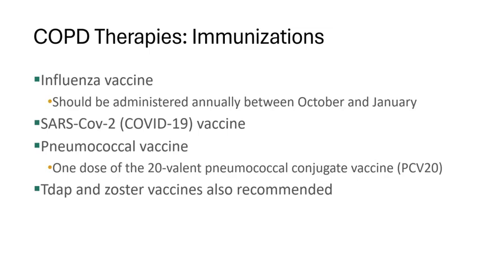Infection prevention is essential in management of patients with COPD, and vaccinating them against any respiratory infections is an integral component in preventing illness. So definitely want to make sure the patients are receiving their influenza vaccine between October and January. You want to encourage these patients to get the SARS or the COVID-19 vaccine. They need a pneumococcal vaccine, 1 dose of the 20-valent pneumococcal conjugate vaccine, which is the PCV20, and Tdap and zoster vaccines are also recommended.